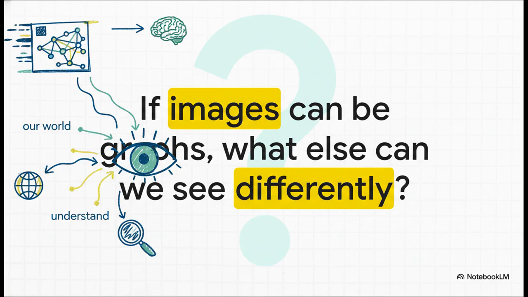And all of this leaves us with one final fascinating thought. We just took a flat, simple image and turned it into a dynamic network to give an AI a whole new way to see. It really makes you wonder, doesn't it? If an image can be a network, what else out there are we looking at all wrong? What else can we start to understand in a completely new way?